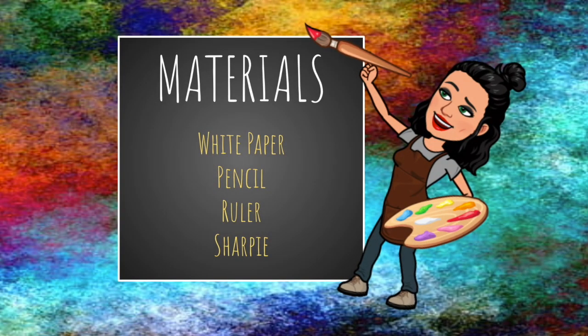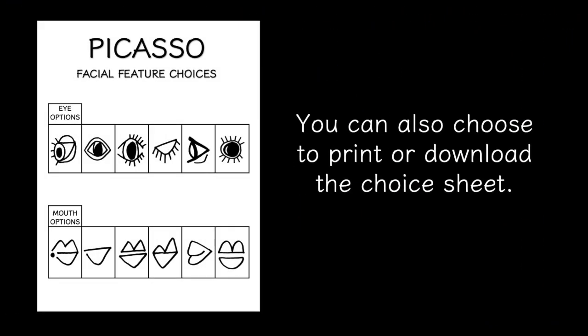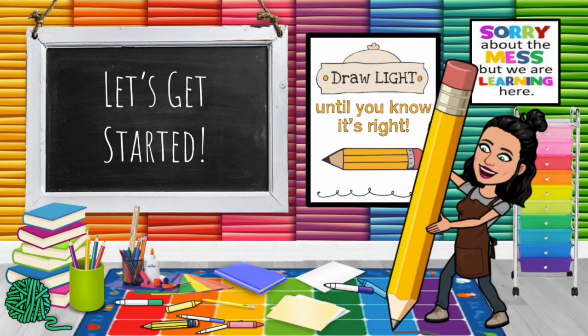The materials you will need today are a piece of white paper, a pencil, a ruler, and a Sharpie. You can also choose to print or download the choice sheet. All right, let's get started.